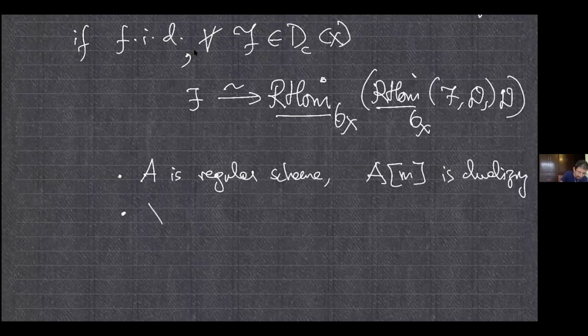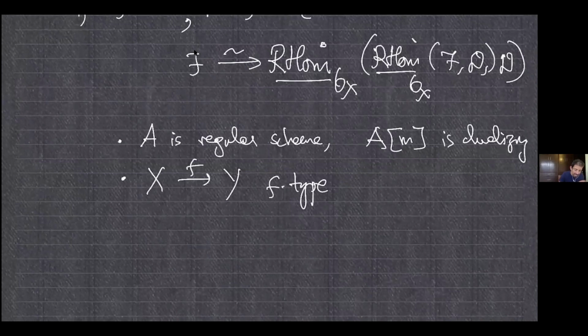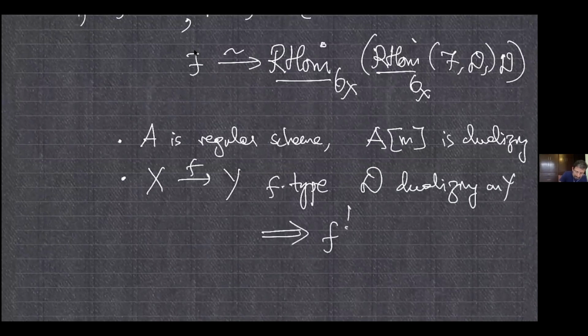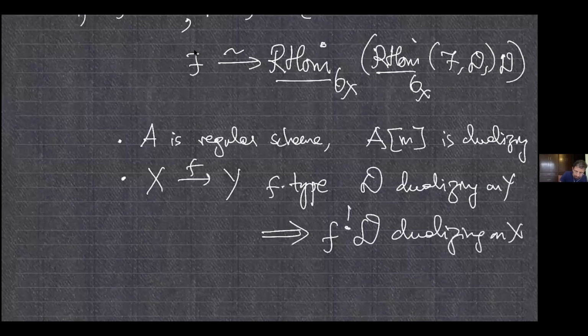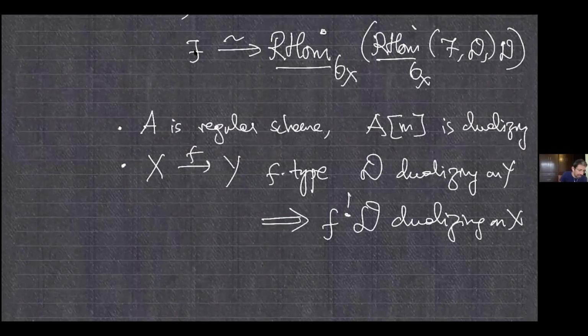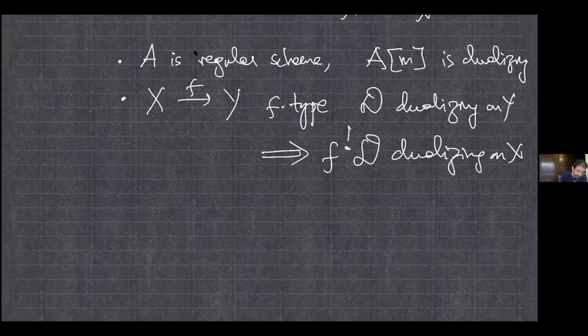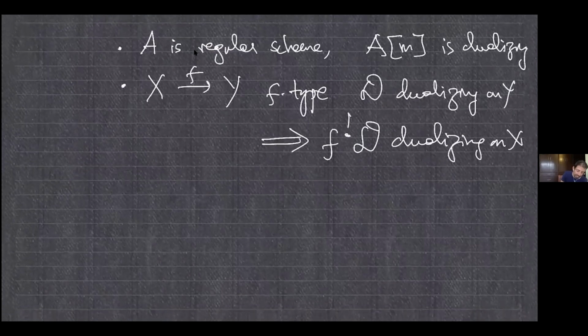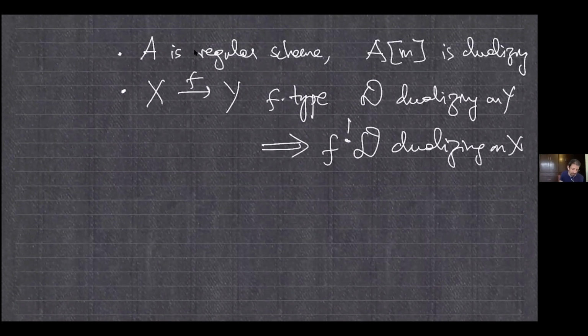And here's the interesting part. If f from X to Y is of finite type, for example a map between varieties or schemes, and D is dualizing on Y, then f upper shriek D is dualizing on X. You can prove this by checking locally and factoring f into closed immersions and smooth maps, and then using explicit formulas. So it's not hard to prove.